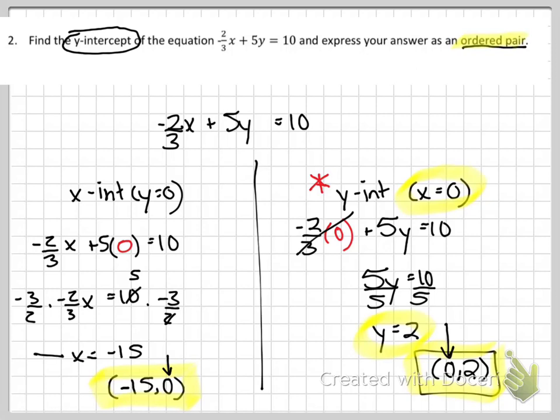So for example, if I had stopped here at x equals negative 15, I would not get full credit for that problem. Okay, likewise here, if I had stopped at just y equals 2, and I had not written (0, 2), I would also not get full credit for that problem. Okay, let's keep going.